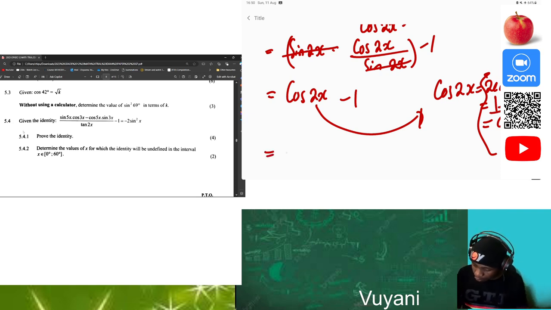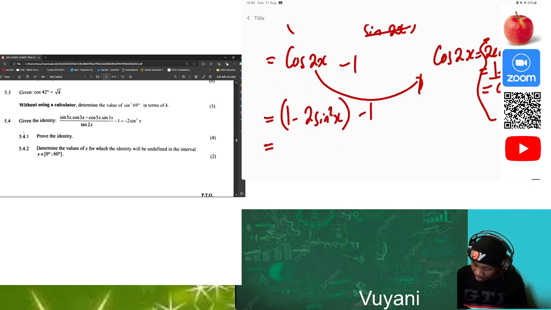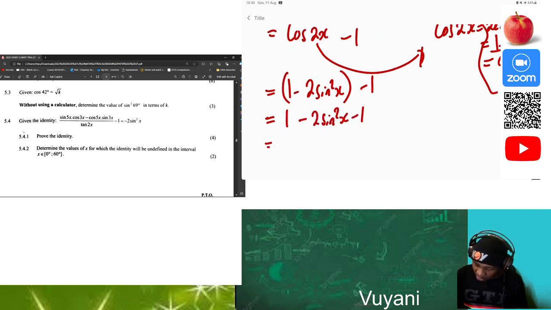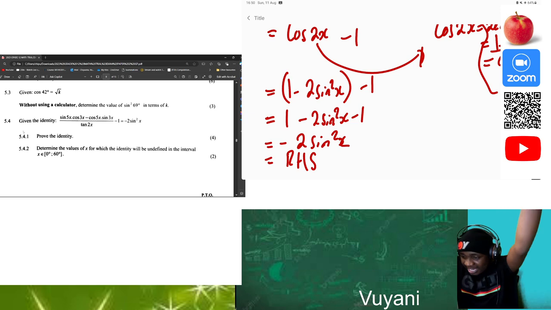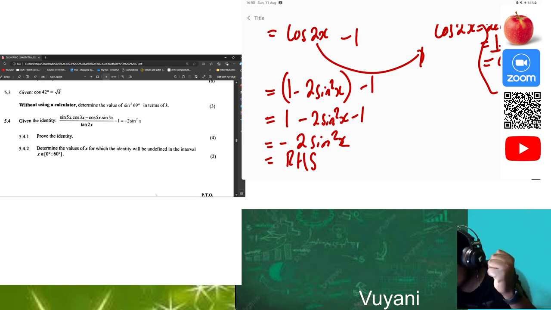That will be equal to 1 minus 2 sine squared of x, of course, minus 1. This will be 1 minus 2 sine squared of x minus 1. Then 1 minus 1 is equal to 0. Then we have -2 sine squared of x, which is equal to the right hand side. Yes, here we go. So that's how we solve the problem.